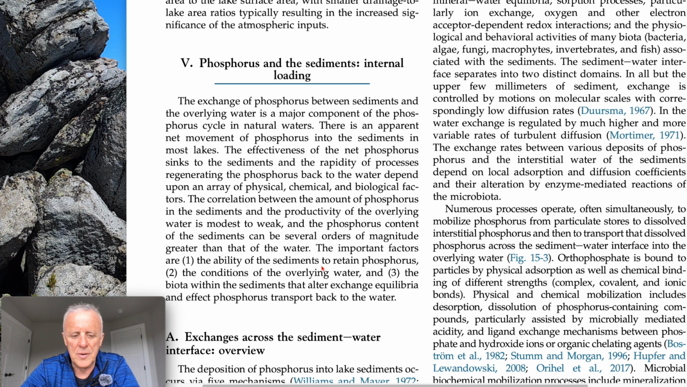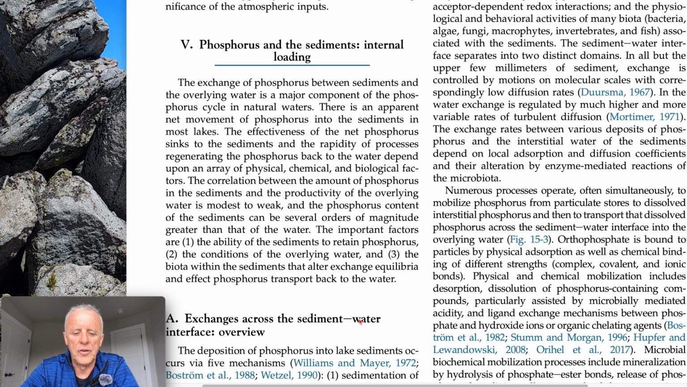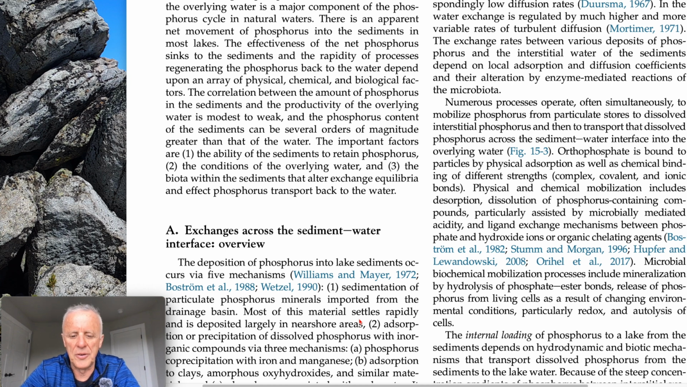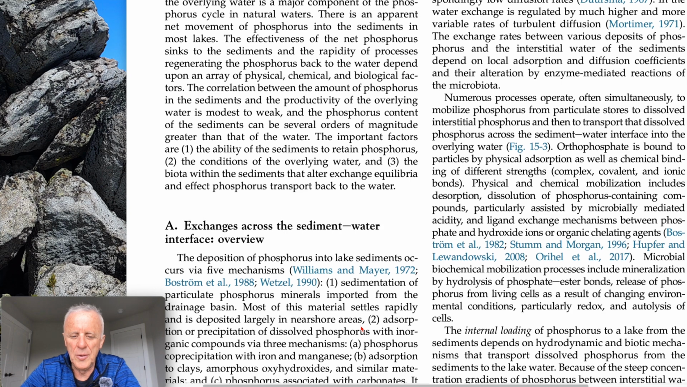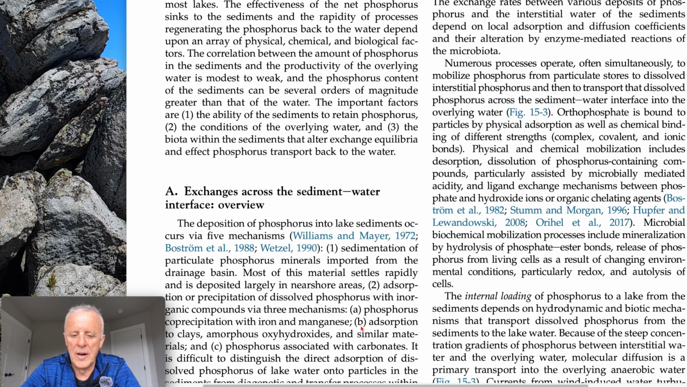The important factors are: 1, the ability of the sediment to retain phosphorus; 2, the conditions of the overlying water; and 3, the biota within the sediments that alter exchange equilibria and affect phosphorus transport back to the water. Exchanges across the sediment-water interface: overview. The deposition of phosphorus into lake sediments occurs via 5 mechanisms. 1.